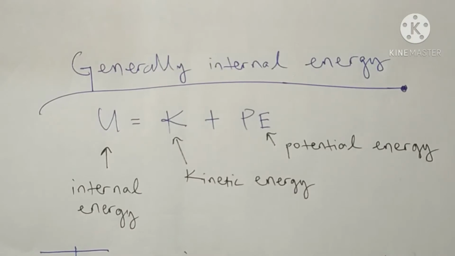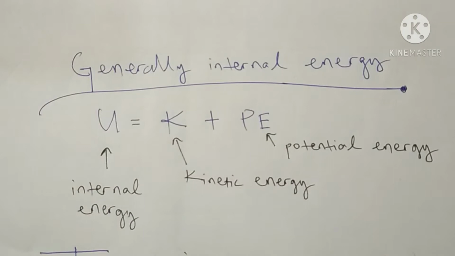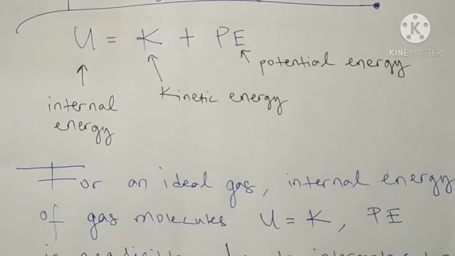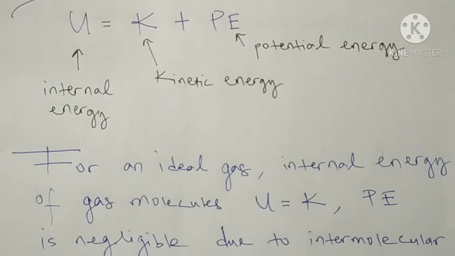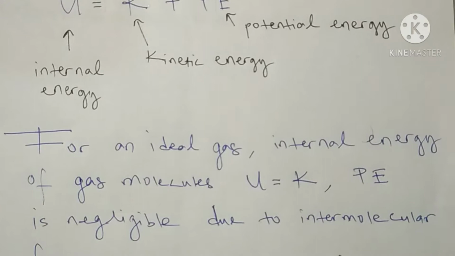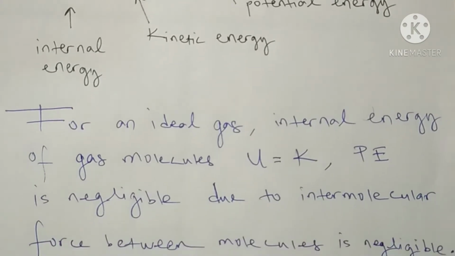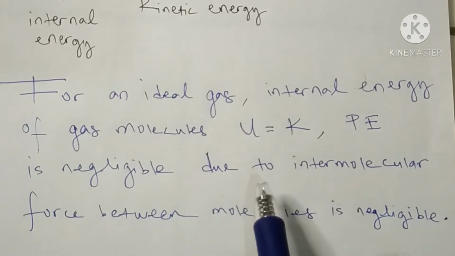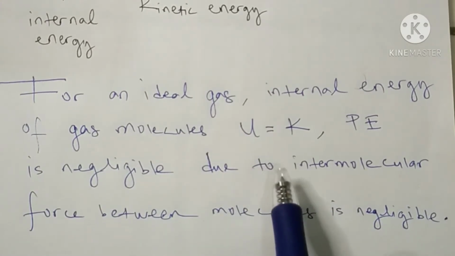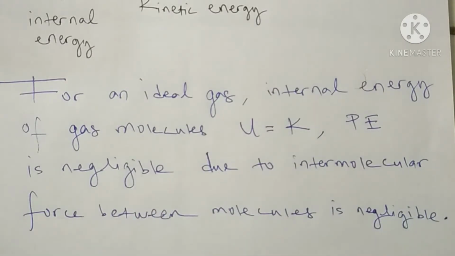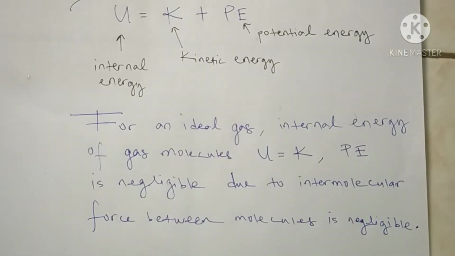Generally, internal energy U is equal to kinetic energy plus potential energy. For an ideal gas, internal energy of gas molecules U equals K, where potential energy is negligible because the intermolecular force between molecules is negligible. This is the assumption that has been made in kinetic theory of gases, so the potential energy is negligible. So internal energy U equals kinetic energy.